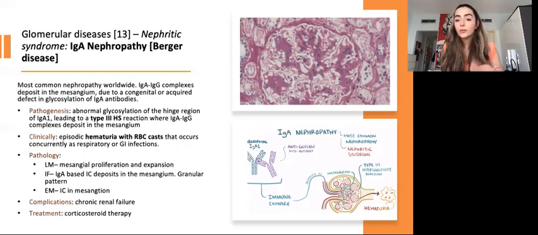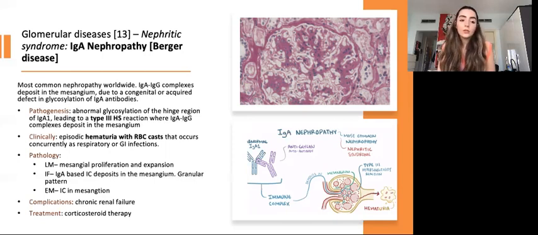The trigger for increased IgA can be an infection affecting the mucosal linings, like an infection of the respiratory tract or the GIT. Clinically, you have hematuria with red blood cell casts that occur at the same time as respiratory and GI infections. Another thing that is mostly confused with IgA nephropathy is Henoch-Schönlein purpura, which also shows IgA deposits in the kidney. But that one is more systemic and shows depositions in the skin and joints and other organs, while IgA nephropathy is only limited to the kidneys.